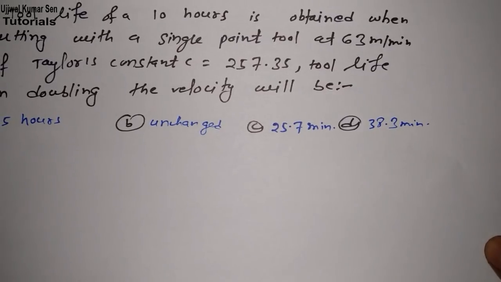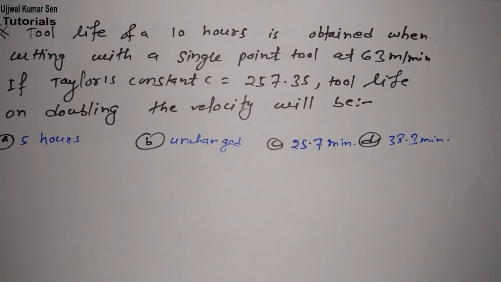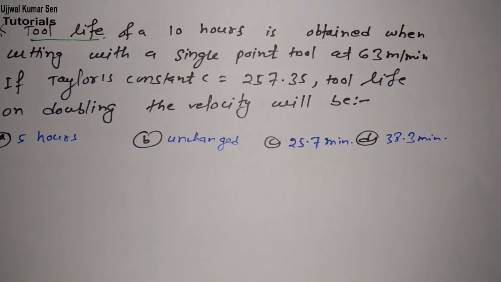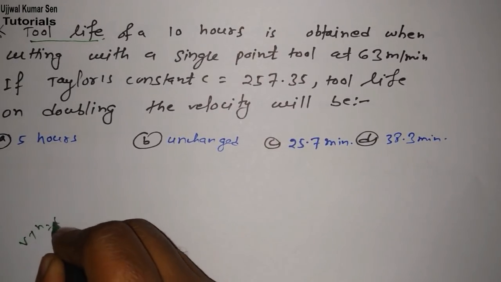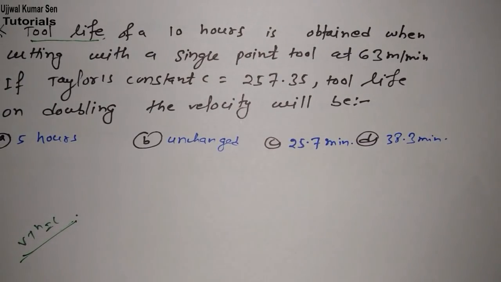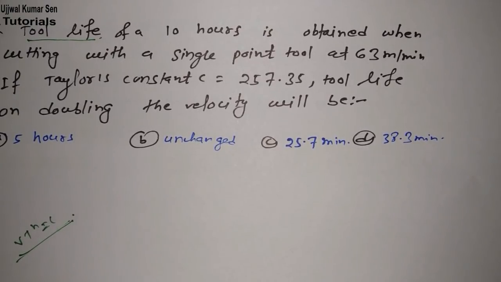So in this video tutorial, this is Ujjal Kumar Sen, and I'm going to share with you a couple of questions that have been asked in GATE, and the topic is the same, that is tool life, also known as Taylor's tool life. So probably you know the tool life equation, just like V t to the power n is equal to constant, right? And this n has different values all the time. This is known as Taylor's tool life exponent, you can say.